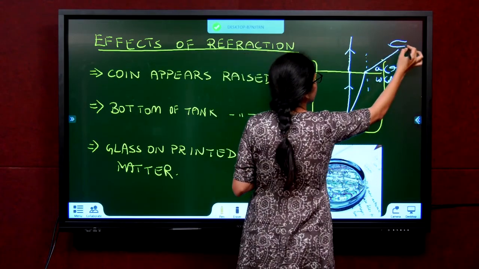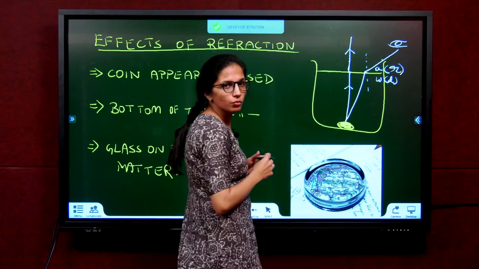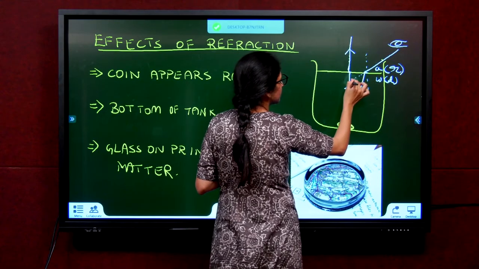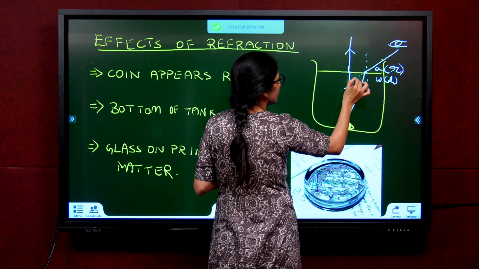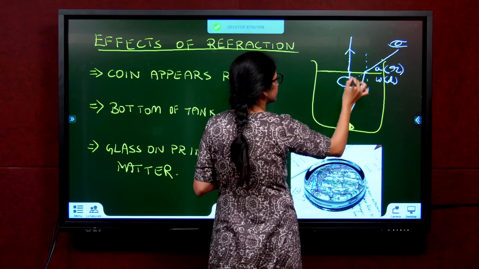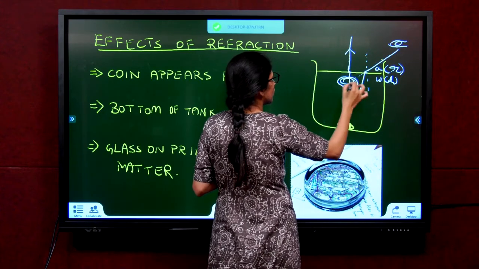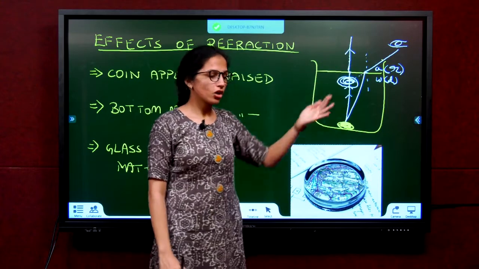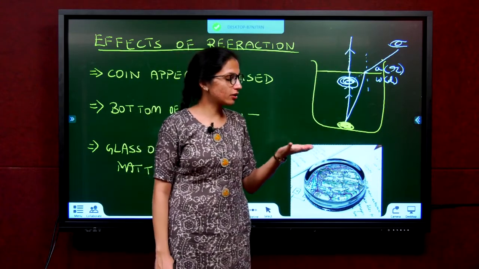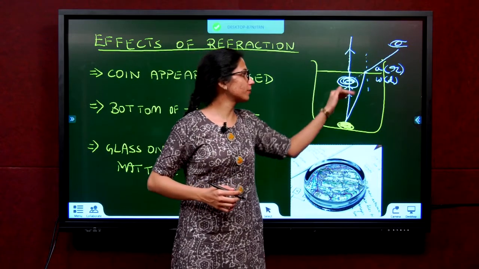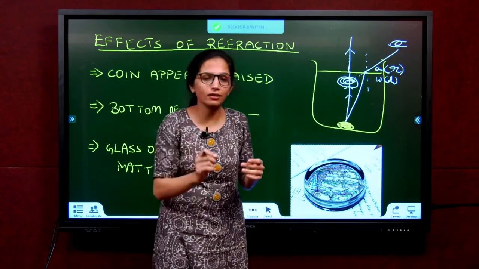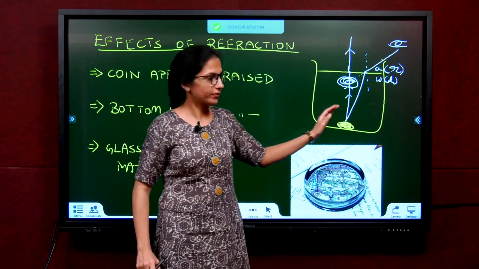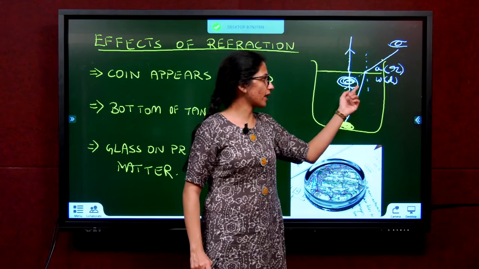You will be standing here, it will enter your eye. So what will you see? You will feel that the coin is over here. Is the coin over here? No, but it appears to be raised. So if you try to see the coin from the side, you will find it to appear to be raised. If you want to see the exact location, you should be exactly 90 degrees above it because there is no deviation for it. So I hope you understood what I said.